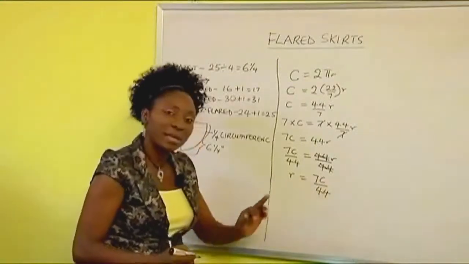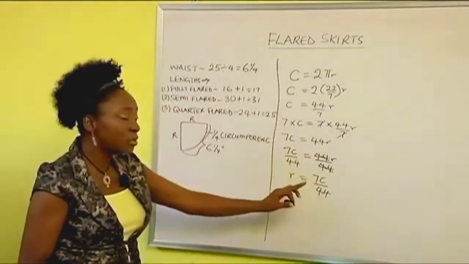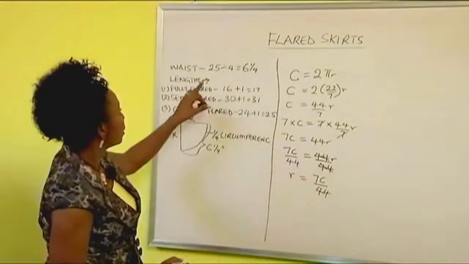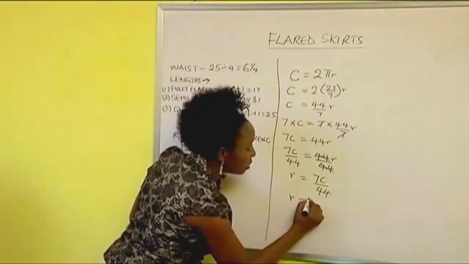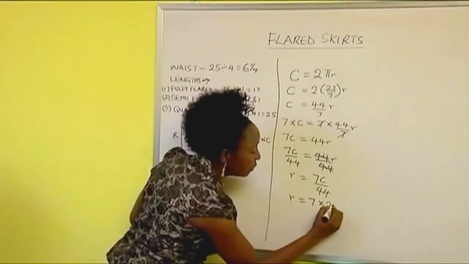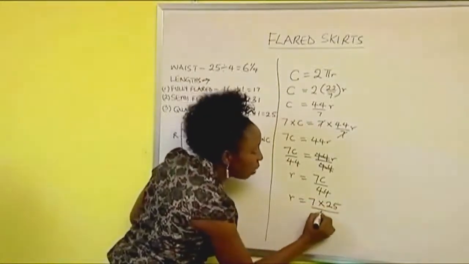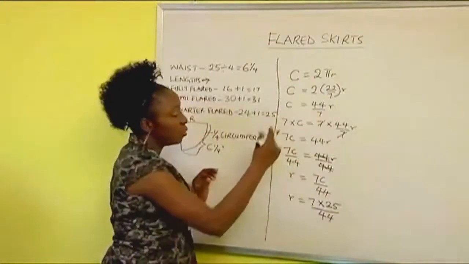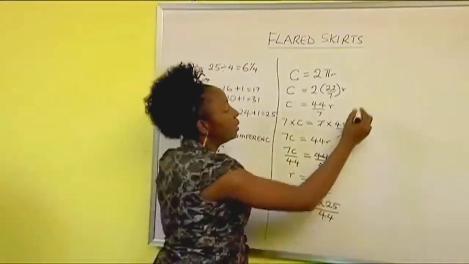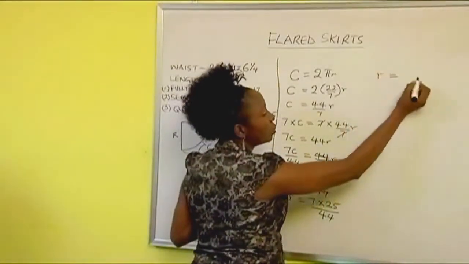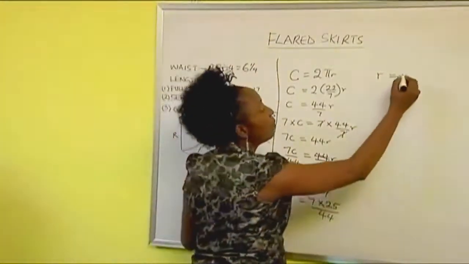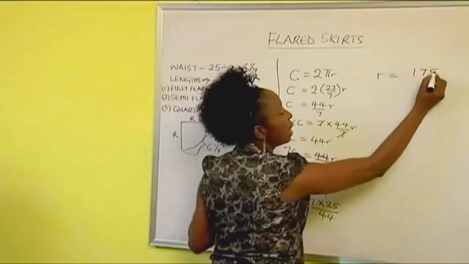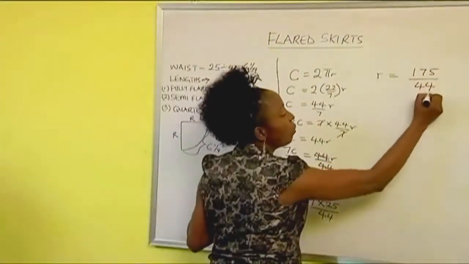Easy. Now, once we've done this, we already know that, yes, this is r. So now I know my C. So all I have to do is substitute C with my measurement, which is 25 inches. So that will give me r equals 7 times 25 divided by 44. Let's go back up here. That will be r equals, if we calculate 7 times 25, you get 175. You get 175 divided by 44.